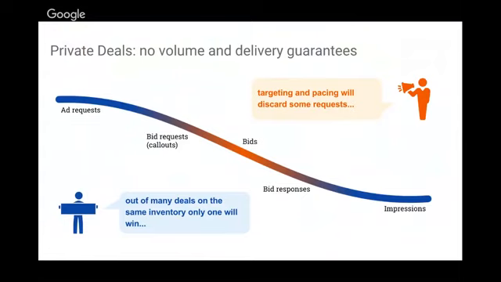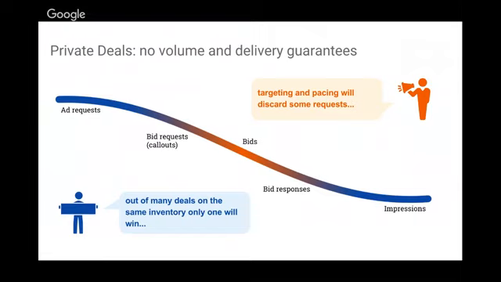This is the view of a private deal, or a preferred deal in our case. One thing that you should remember is in the title of this slide: no volume and delivery guarantees. That's very important. A preferred deal is not a guarantee of volume and delivery on both sides. This means that the buyer is able to not buy everything that's being sold or offered through the deal.